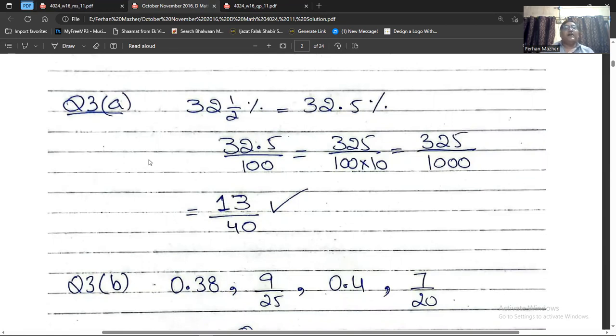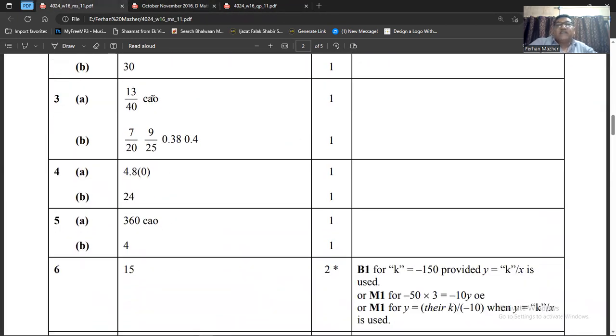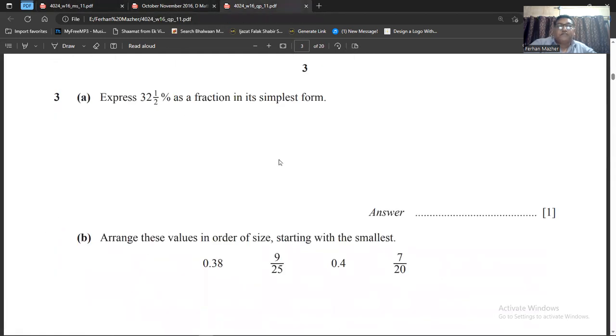So I can cut it with the table of 25. 25 13s are 325, and 25 40s are 1000. So it will be 13 by 40. 13 by 40 is the right answer, sir. You can check, and this is the solution. Question number 3, A part.